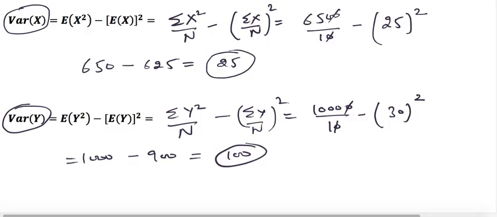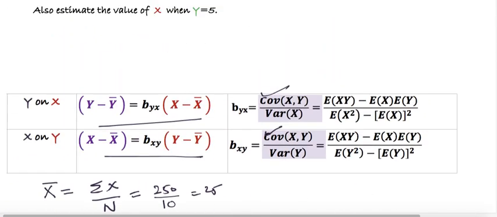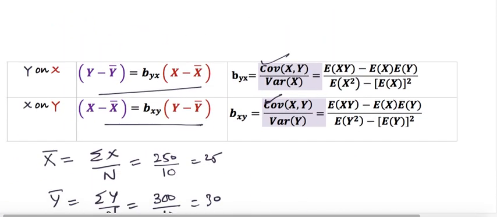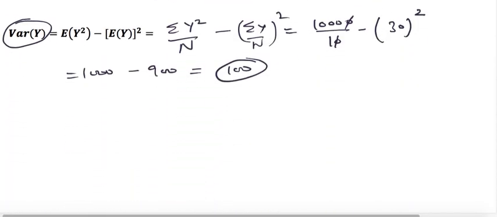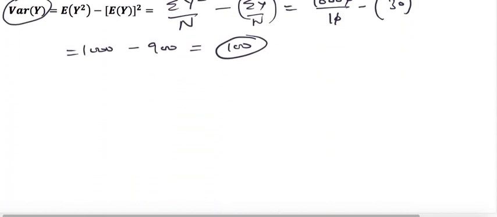So what we can do, instead of finding the direct formula, is use the numerator once and the variance once, and then put them into the formula. Now we are ready with the lines. So let us write down first y on x.